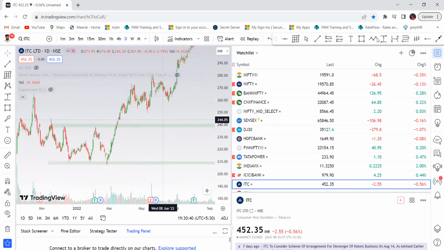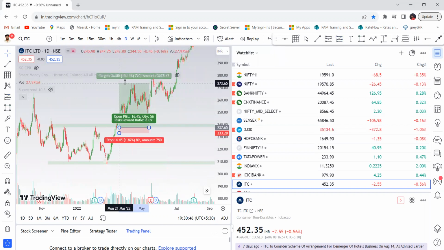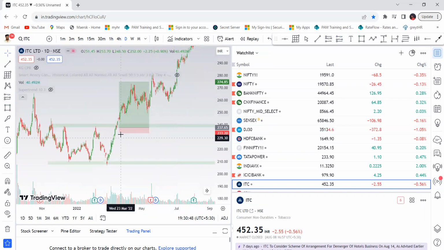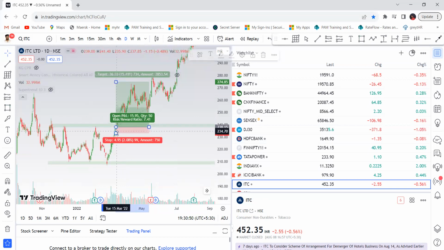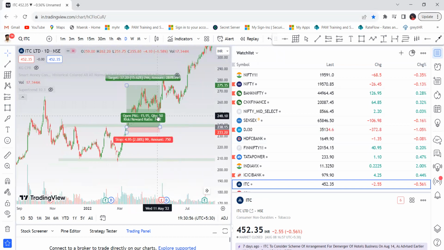So whenever this is broken, we take the target here, and we take the long, the buy, here. Then we keep the stop loss here, and this is the target basically. So it's like 1:7 or 1:8. That is the risk reward you will get.